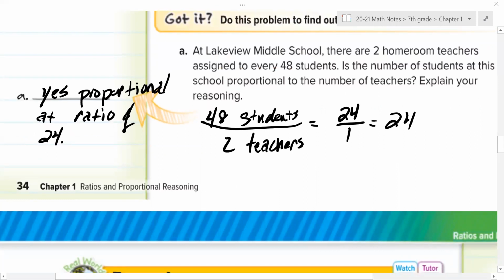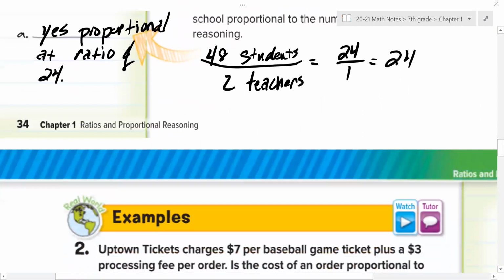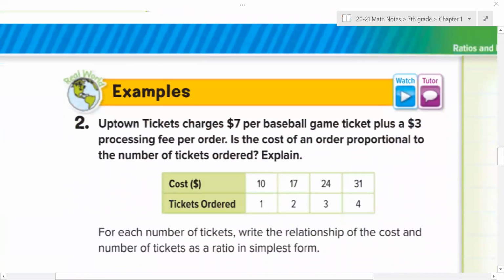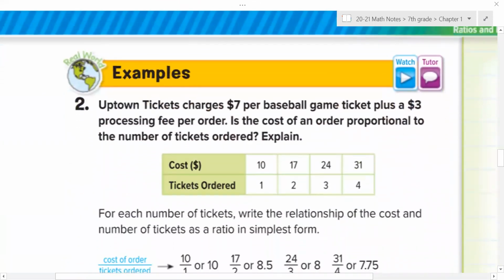Yes, proportional at a rate of 24. All right, good, done, okay. Moving along. Now, those first examples are super, super easy.